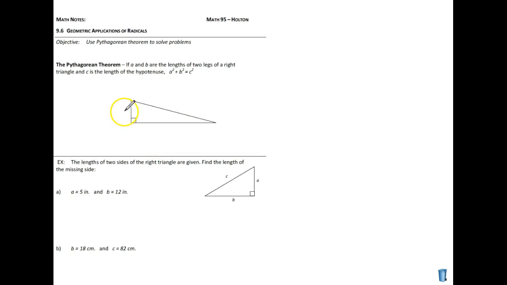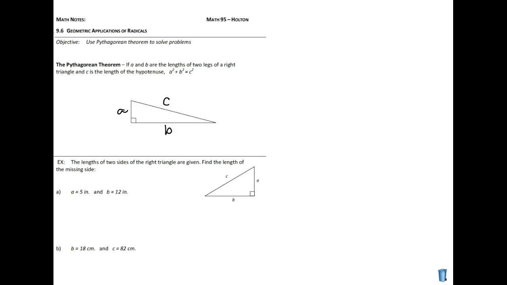You might be familiar with that. It doesn't matter which of the legs you label A and B. This is A, this is B, or vice versa. But C is always the hypotenuse, the longest side of the triangle, and it's always opposite the right angle.